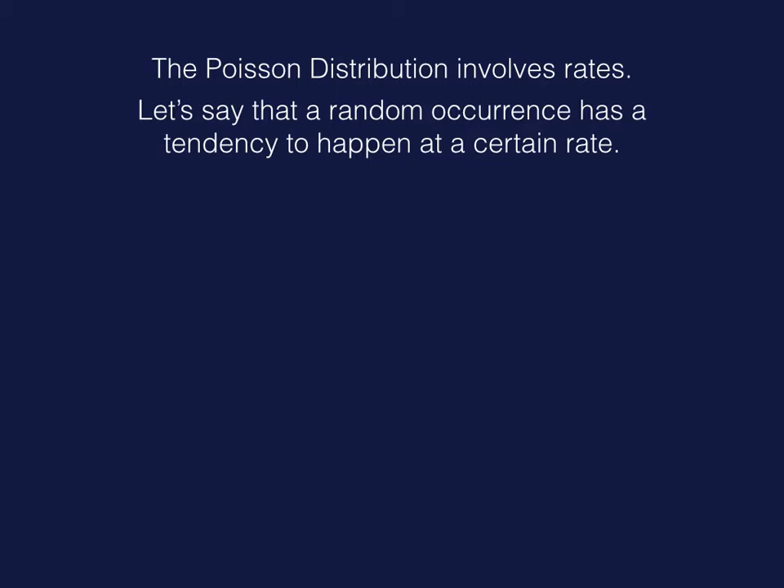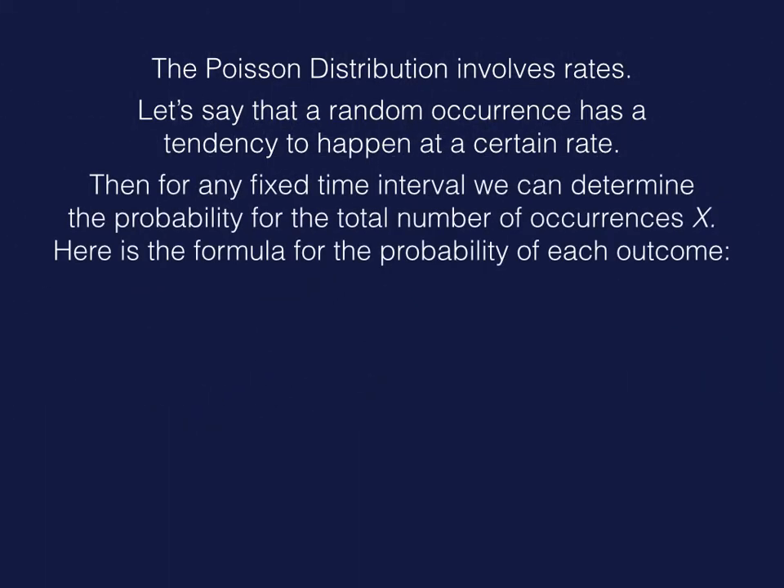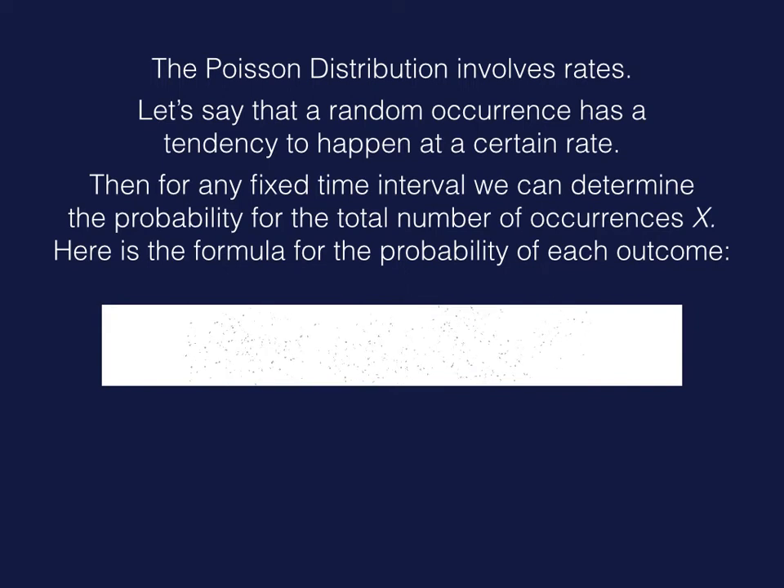So say, for example, customers enter a shop at a rate of 5 every hour. Now, it's not going to happen that every 12 minutes somebody enters. It's still going to be random, but in the long-term average, the rate is pretty stable like that. So then if you have a fixed time interval, you can use the Poisson formula to find the probability of any total number of occurrences. And the formula looks like this.